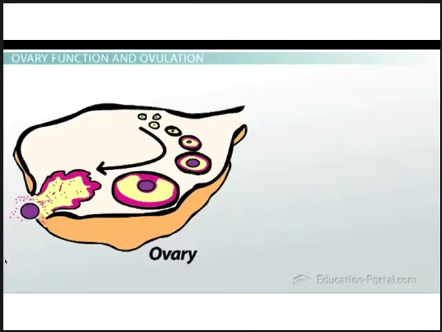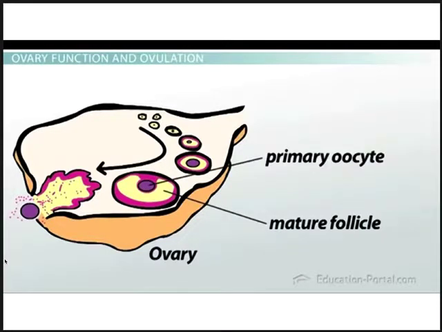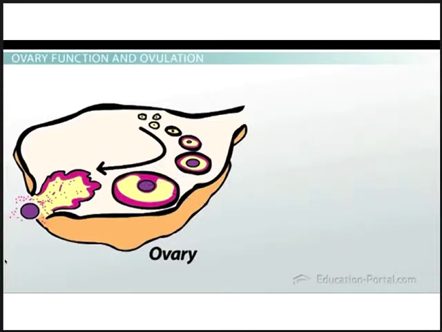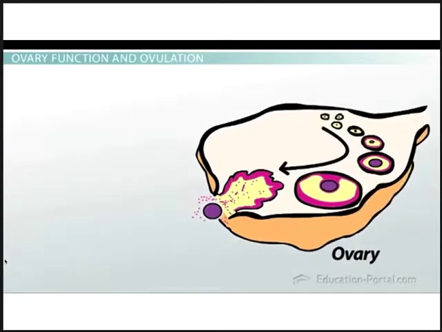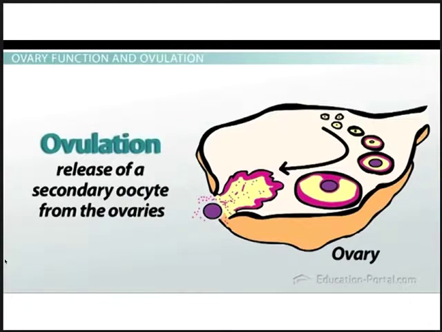In any case, as a follicle reaches maturity, the primary oocyte completes its first meiotic division and becomes a secondary oocyte. Very soon after that, the follicle ruptures and the secondary oocyte is released into the fallopian or uterine tube, even though the second meiotic division hasn't occurred yet. The release of a secondary oocyte from the ovaries is called ovulation.